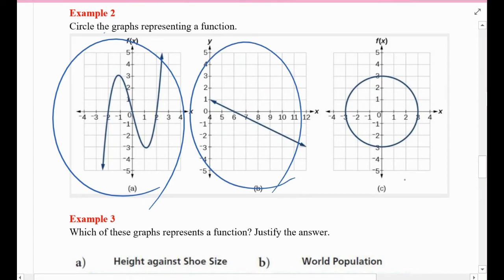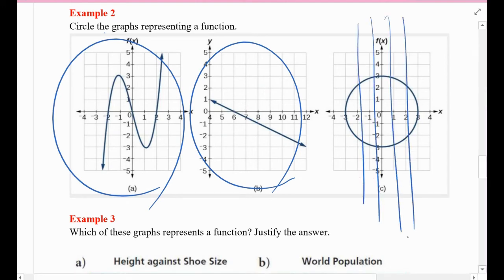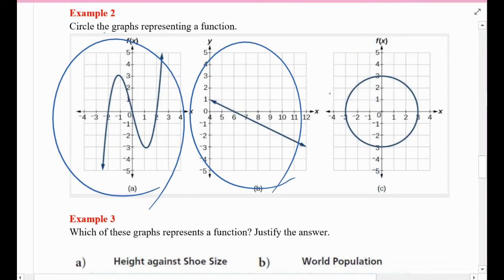Is this a function? Let's draw lines. If you draw vertical lines, they pass through the graph more than once. Therefore, it's not a function. Make sense, everyone?